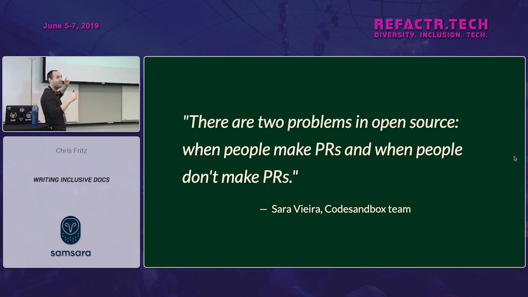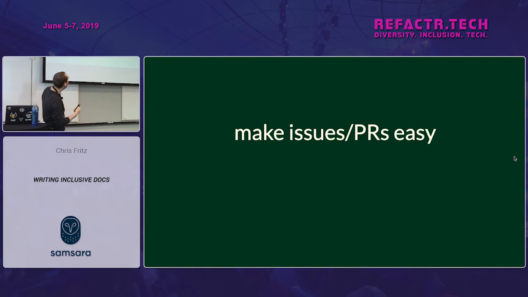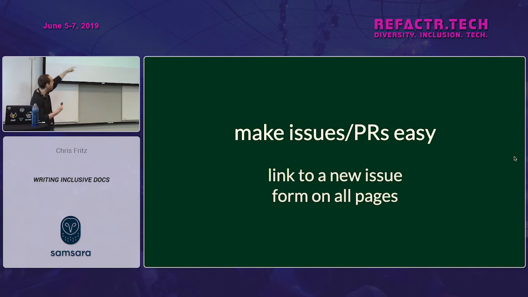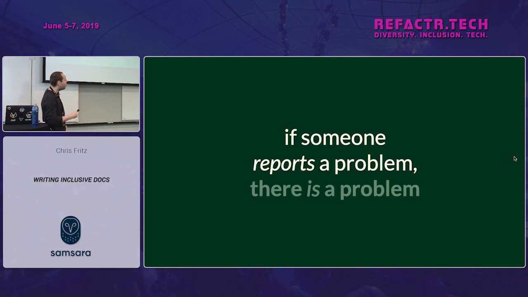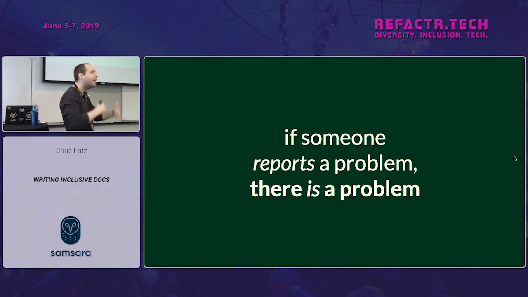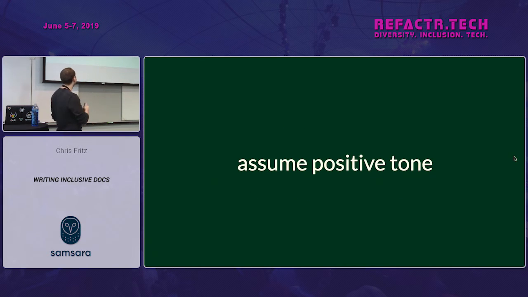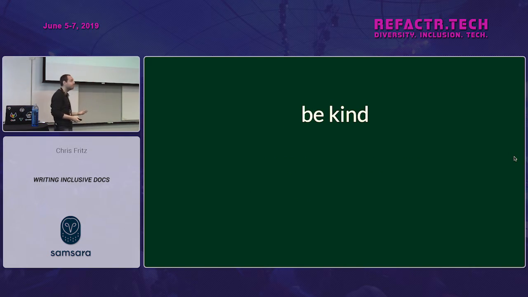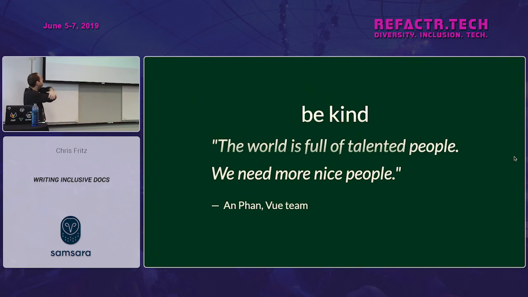So real quick, I'm going to take 2 more minutes. There are 2 problems in open source: when people make PRs and when people don't make PRs. Sarah Vieira, friend to you, member of the CodeSandbox team. So you definitely want to make sure that you're maintaining a friendly tone when people are making PRs. Make issues and PRs easy by having a link to new issue forms on all the docs pages. Someone reports a problem, there is a problem. It may not be the problem they think it is, but open that dialogue and see what the problem is and what kind of solution could solve that root problem that they encountered. Assume positive tone when people are talking to you, especially since they might not be speaking a native language. Be kind. As Evan says in the Vue team, the world is full of talented people. We need more nice people.